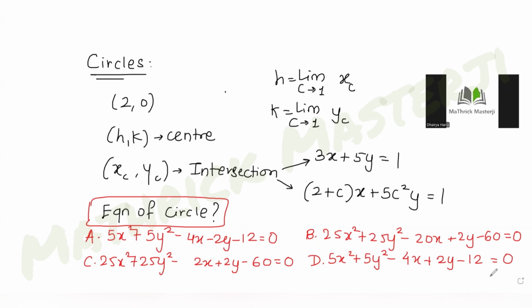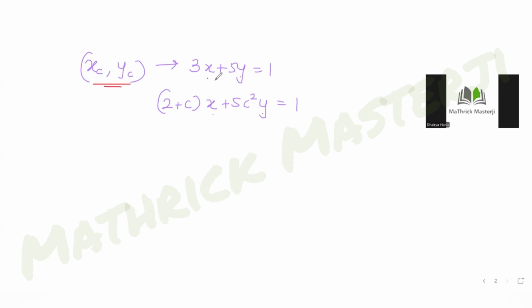Let's find out the correct answer choice. The question says that xc and yc are the intersection points of the two lines, 3x + 5y = 1, and the other line (2 + c)x + 5c²y = 1. Now I have these two equations of lines given, so I can solve them simultaneously and get the values of x and y that represent the intersection point. So let's try to solve this.